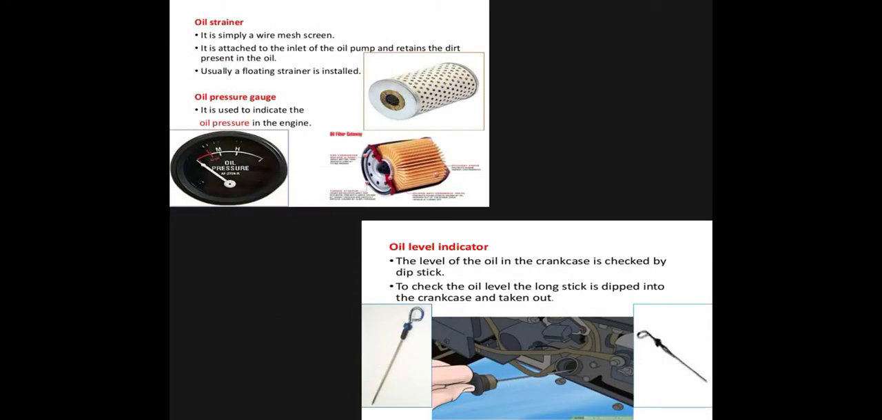Oil strainer. It is simply a wire mesh screen. It is attached to the inlet of the oil pump and retains dirt present in the oil. Usually a floating strainer is installed.